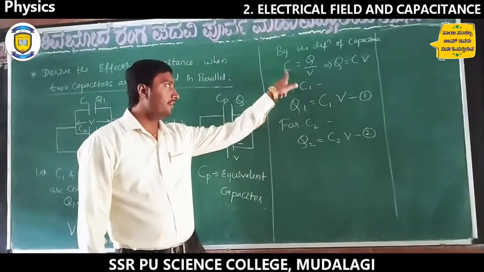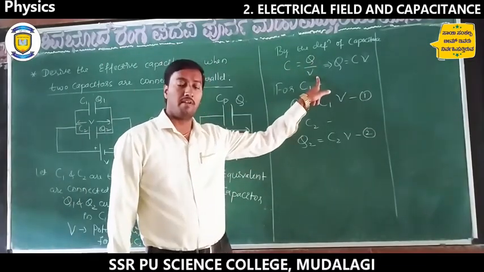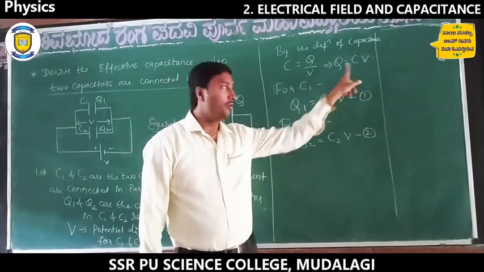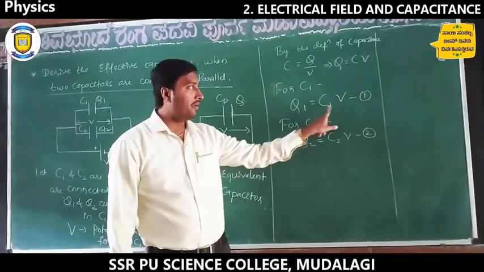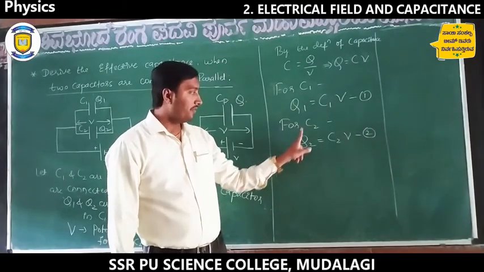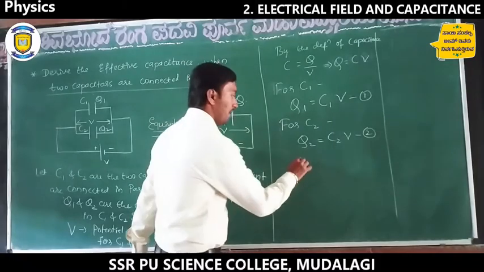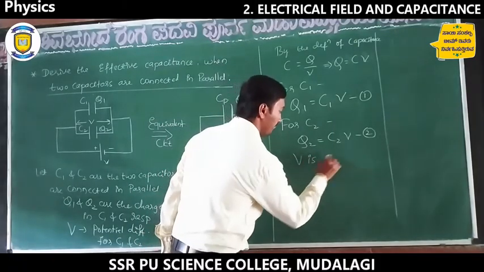We have modified this equation. C equal to Q by V is the capacitance definition, so we can write Q equal to C into V. For C1, Q1 equal to C1 V, and for C2, Q2 equal to C2 into V. The potential difference is the same, okay, V is the same.